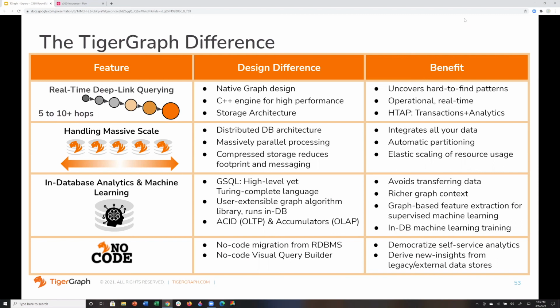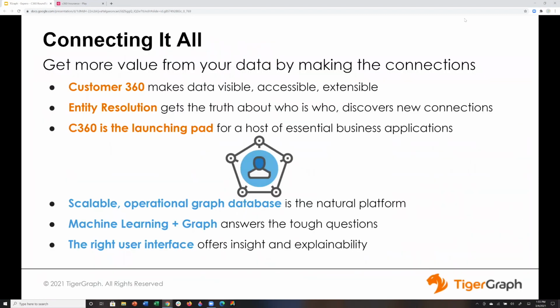So thank you. I think we've tried to connect it all. We tried to tell you how Customer 360 is going to make your data more visible, more accessible and extensible. Do some entity resolution, which is seeing which entities in the graph are actually related or the same and joining them. So that's discovering new truths. And this becomes the launching pad for a whole host of essential business applications.